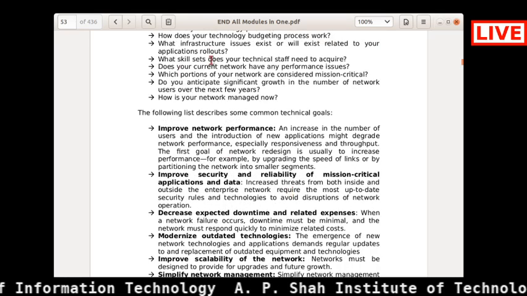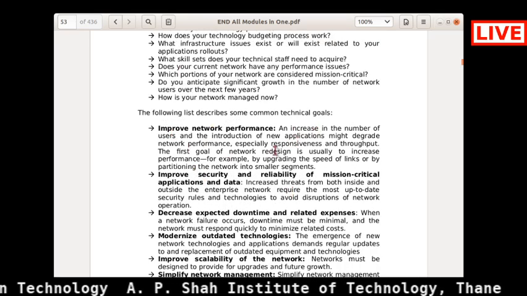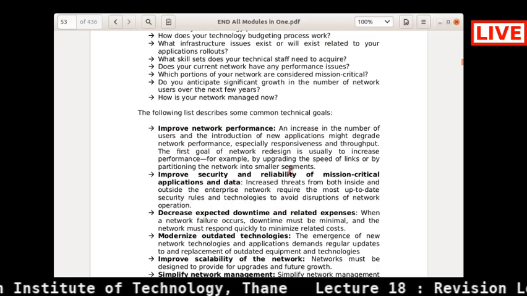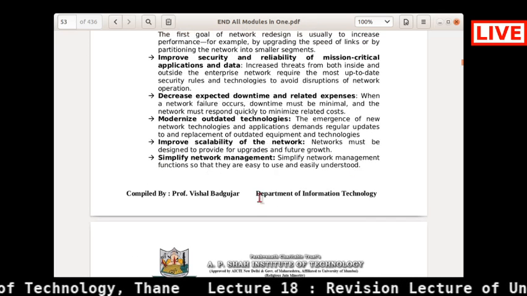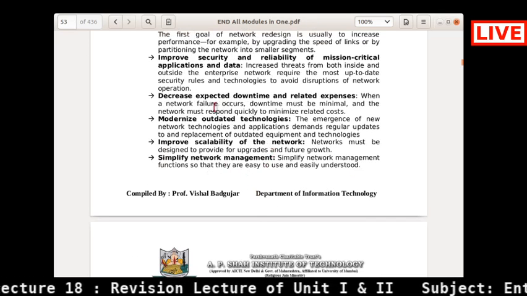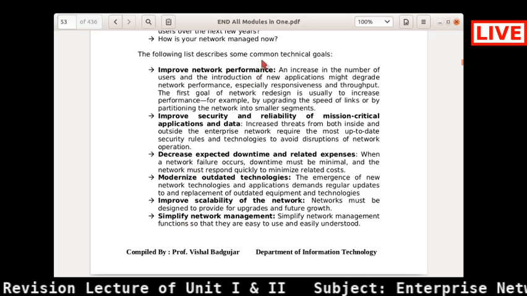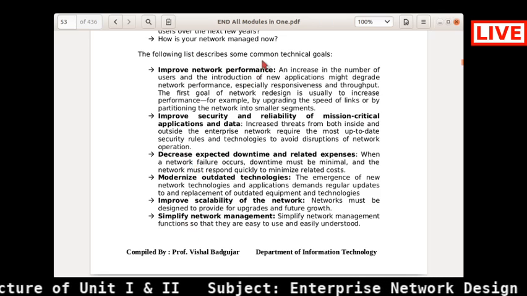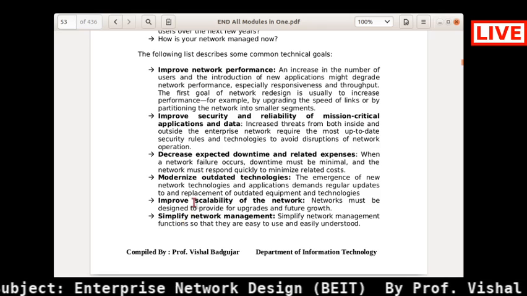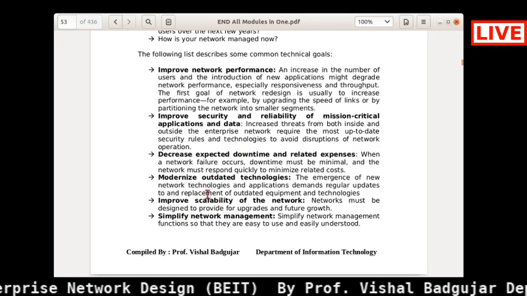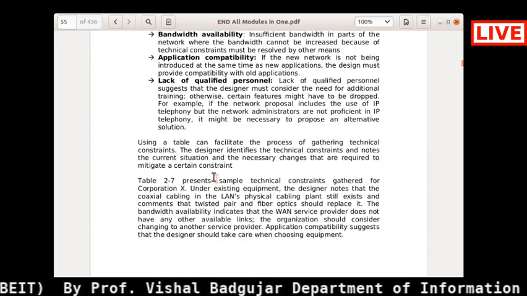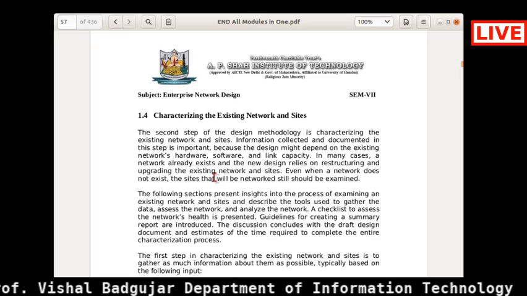Likewise on technical also, to improve network performance is a goal, to decrease expected downtime is a goal, to improve security of a network is a goal. So which is not a goal, that can be a question. For that you must know all these things, what the goals are. To know what is not a goal, you must know the existing goals, and for that each and every concept you must know. All these concepts we have already covered, so you need to see them in our lectures and in our notes as well.